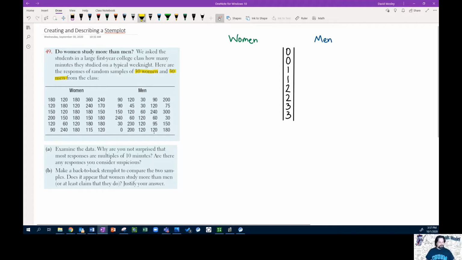All right. So we can answer question A here before we create our back-to-back stem plot, which is what is being requested of us for this example. It says examine the data. Why are you not surprised that most responses are multiples of 10 minutes? Are there any responses you consider suspicious? Right. Let's answer this question.